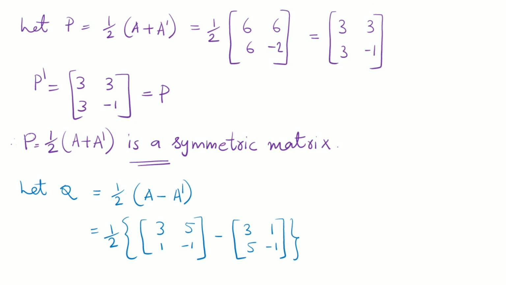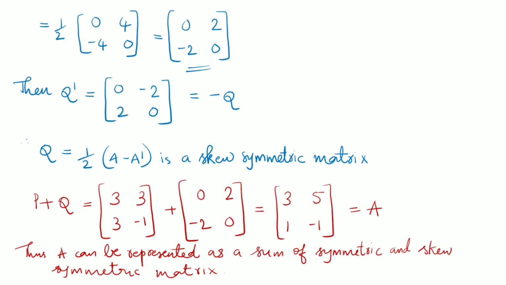Similarly you have to solve it for Q also. So Q is half into A minus A dash. You can do it separately or together also; I have done it together. You have written half and write what is A minus A dash. You have two matrices and you have to subtract. After subtracting you will get the answer as 0, 4, minus 4, 0. You have to multiply that with half. 0 by 2 is, however, 0, and 4 by 2 is 2, minus 4 by 2 is again minus 2, 0 by 2 is 0.